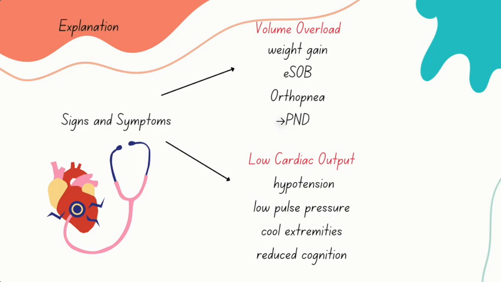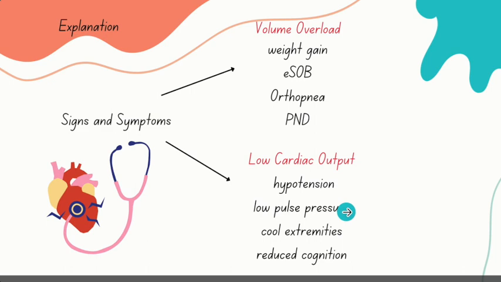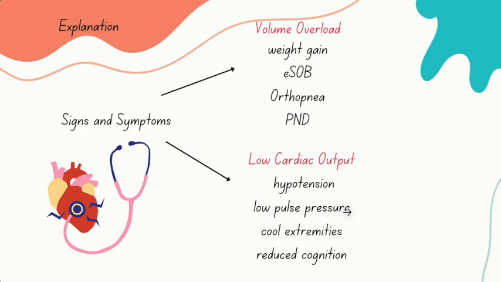The second group of symptoms is symptoms related to low cardiac output. Lots of patients with heart failure will have hypotension. Okay, let's stop there. There is another chronic problem where patients also have hypotension, and it is cirrhosis. Lots of patients with cirrhosis are also hypotensive. It's something to keep in mind. So let's go back to heart failure. Lots of patients with heart failure also have low pulse pressure, because their systolic pressure is usually low. When their heart is tired, the heart can't contract, the heart is feeling weak.